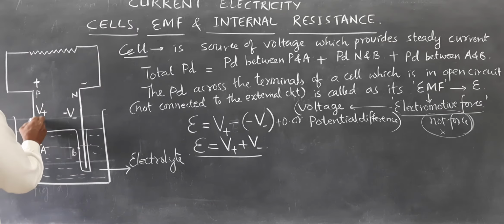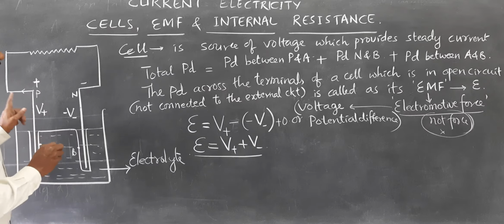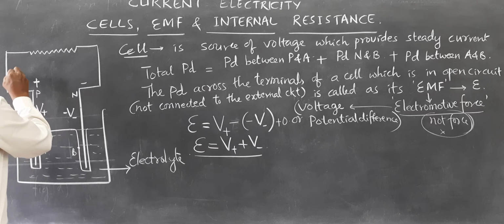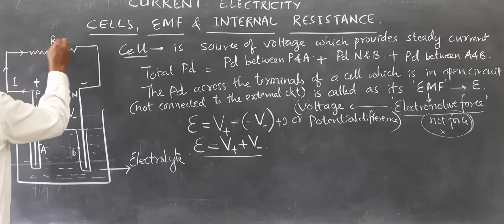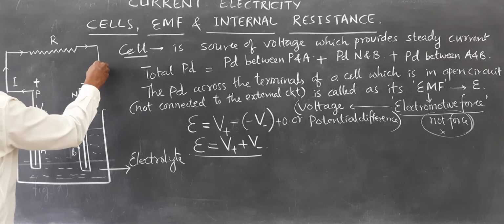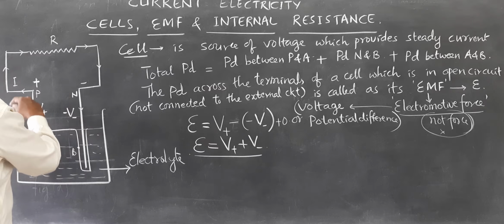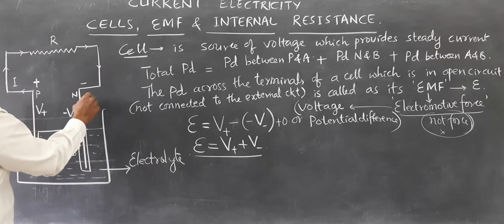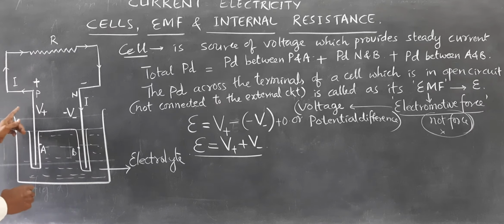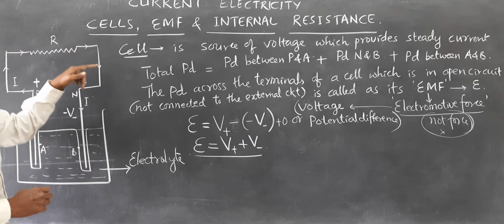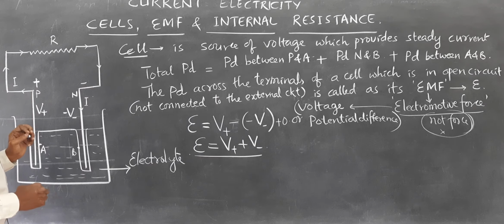See here, the current starts flowing from the positive terminal through this branch, through this resistance R, and thus as long as the potential difference is there, the current will be flowing. So, you will see the external current flowing from P to N via resistance R.